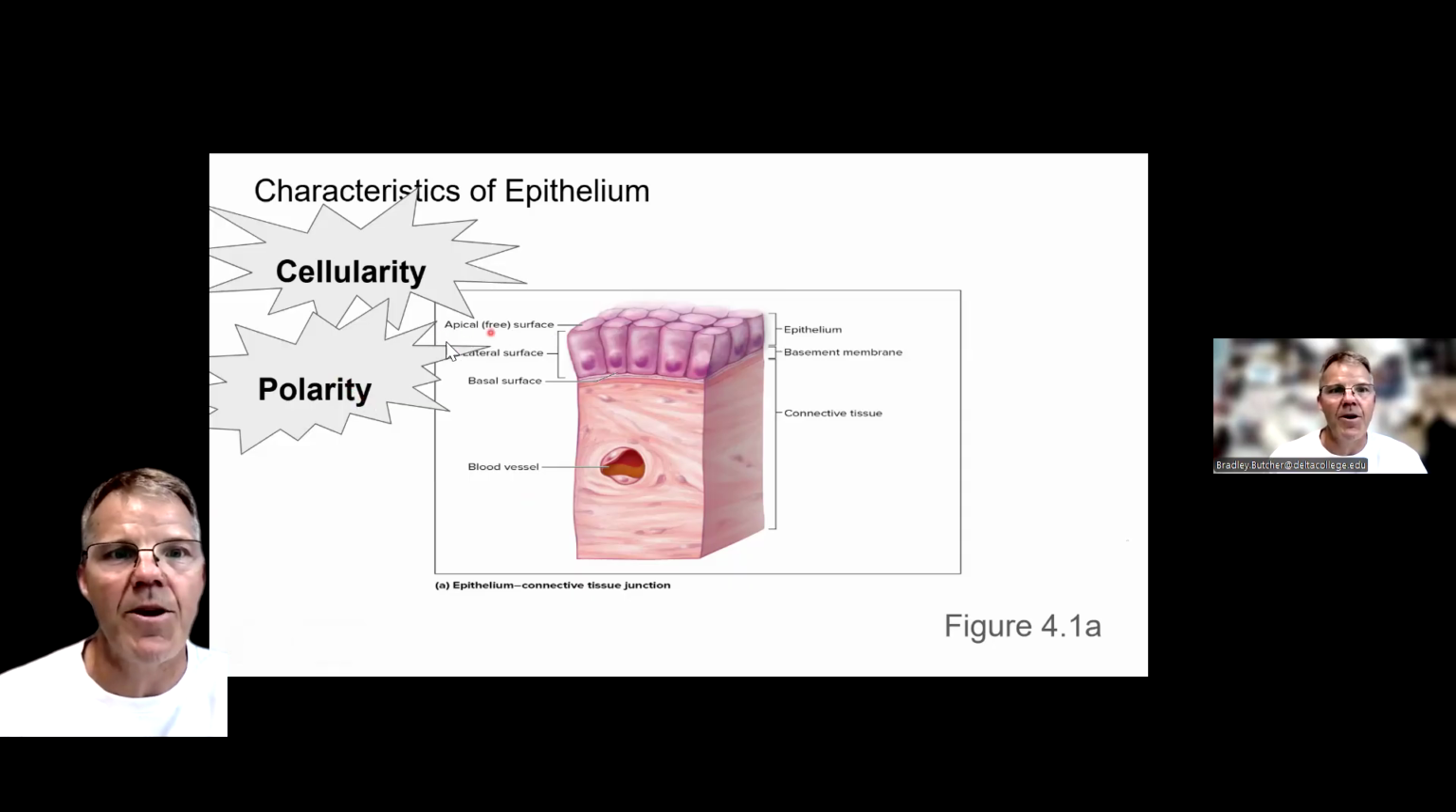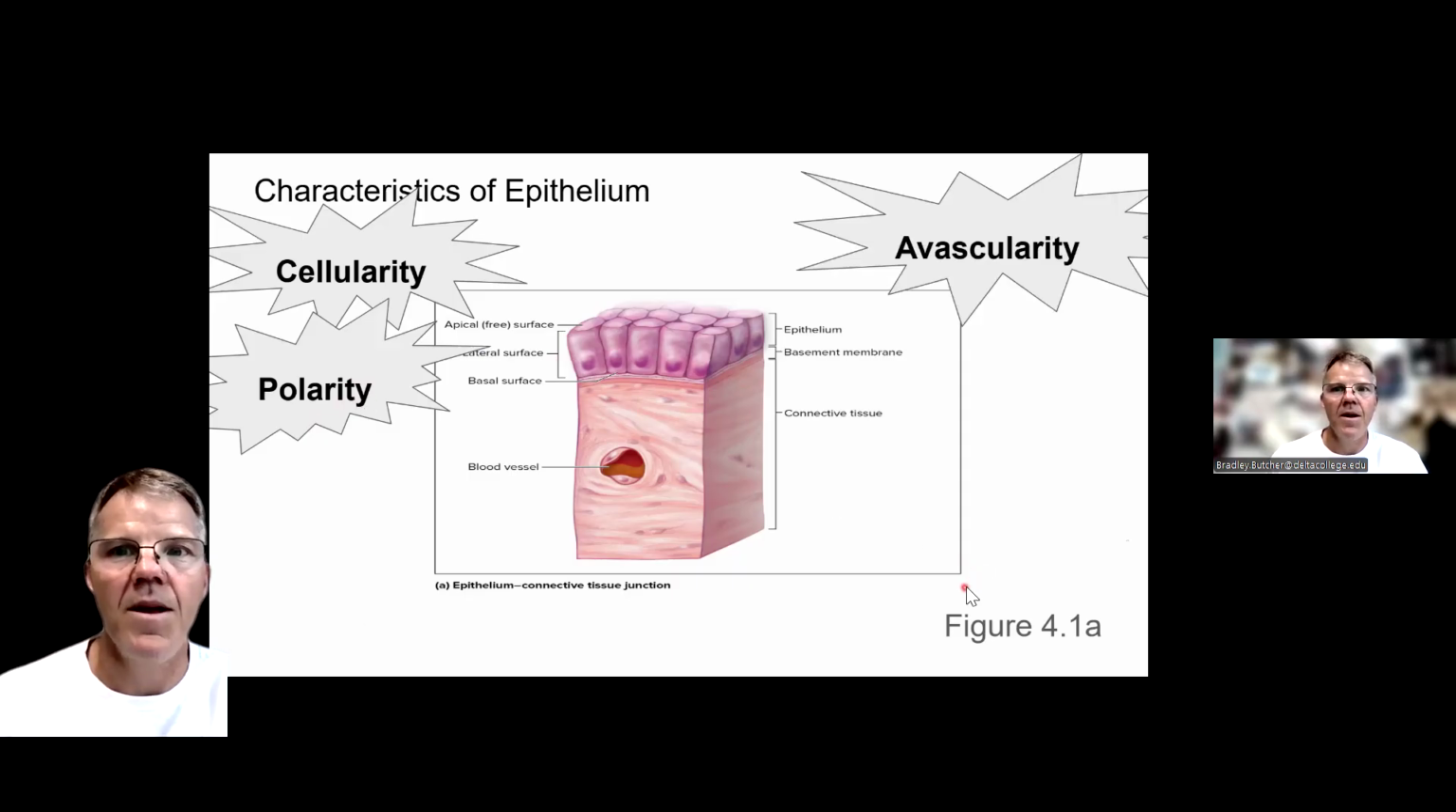They have an apical surface, like the upper surface, and they have a basal surface, which we might consider the bottom of the cell. You also have a lateral surface, and remember, the word lateral means to the side. So epithelial cells are polar. They have polarity to them.